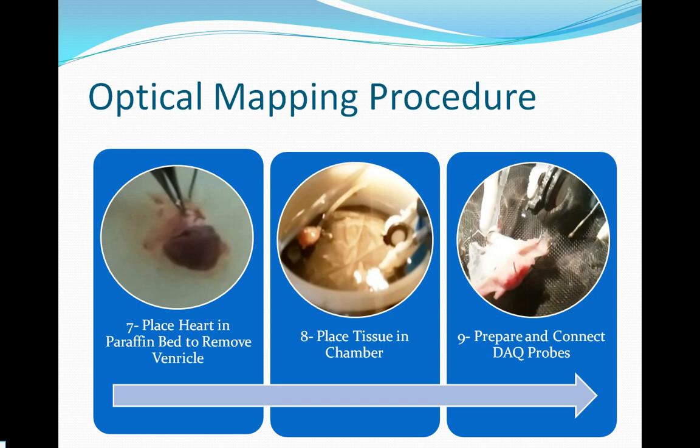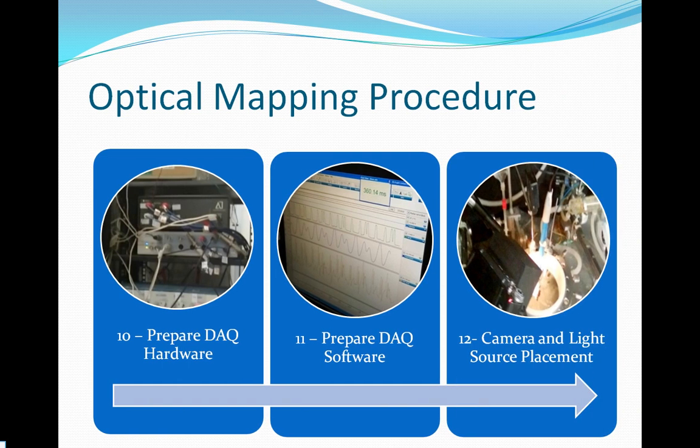Actually, we use data acquisition probes to validate our measurement by image processing and optical mapping. Then prepare data acquisition hardware and software, and then we start to prepare the optical mapping setup. Camera and light source must be placed in proper position to excite the dye, and the camera collects emission.